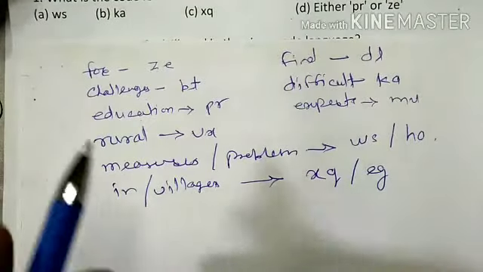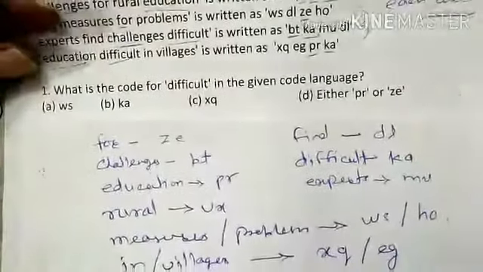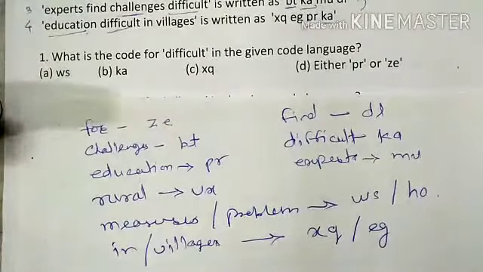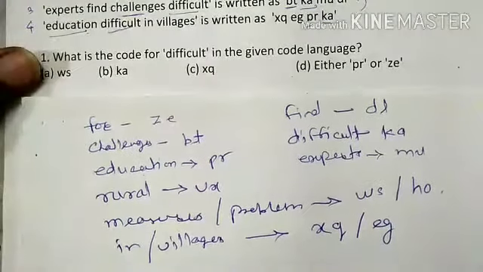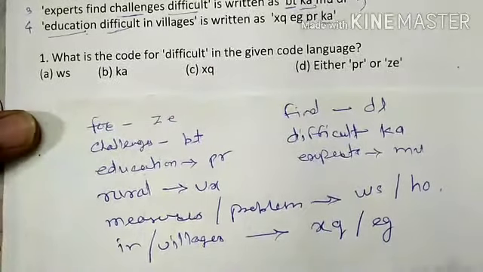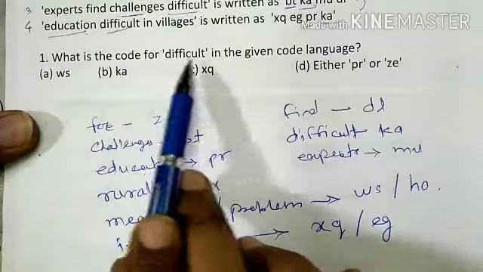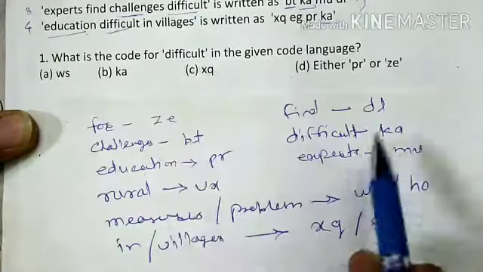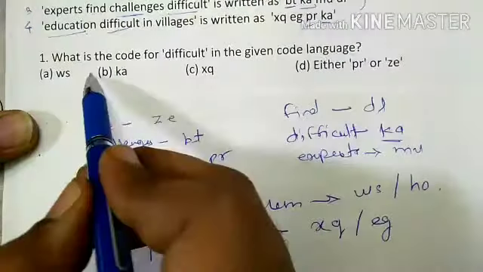Question number 1. What is the code for difficult in the given code language? The code for difficult is KA. So option B is correct.